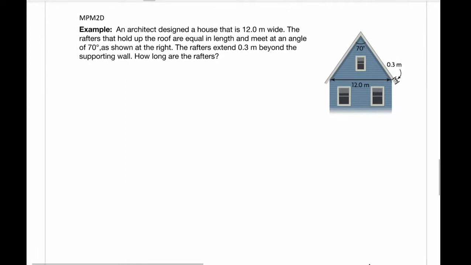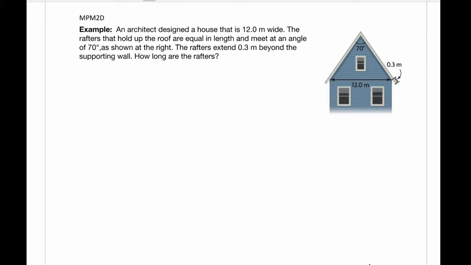The next thing we're going to look at is a couple of word problems. Again, I'll go through one example with you, and then I'll let you try one on your own. So an architect designed a house that is 12 meters wide. The rafters that hold up the roof are equal in length and meet at an angle of 70 degrees, as shown at the right. The rafters extend 0.3 meters beyond the supporting wall. How long are the rafters?